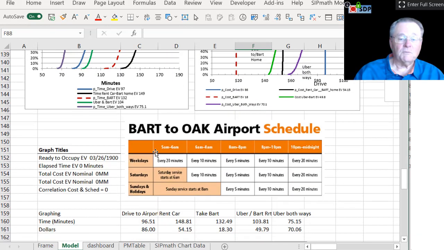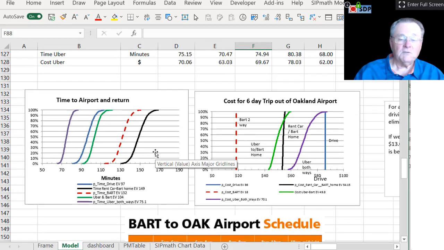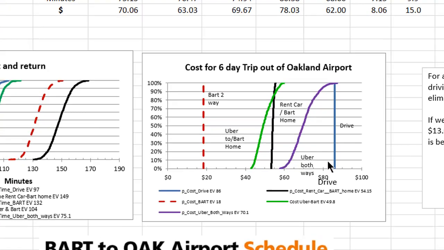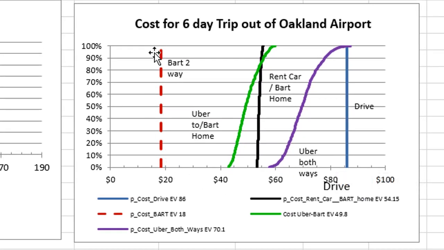So now down here are some graphs. And this is where I really encourage you to learn about cumulative distribution functions and how to interpret them, because they're most useful in really interpreting a lot of different alternatives here. Okay? So here's the cost for a 6-day trip. If I take BART one way, it's about $18, I guess. And there's no uncertainty in there.